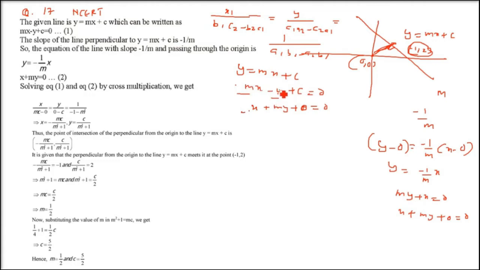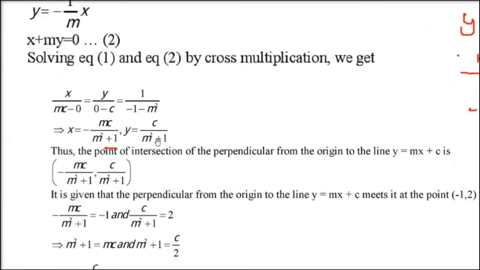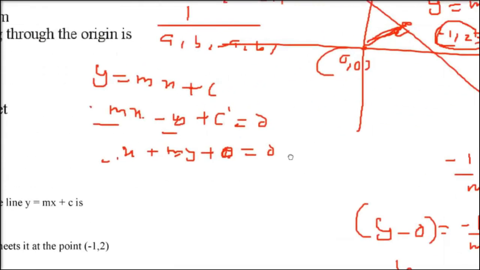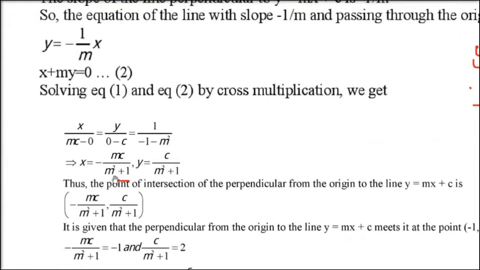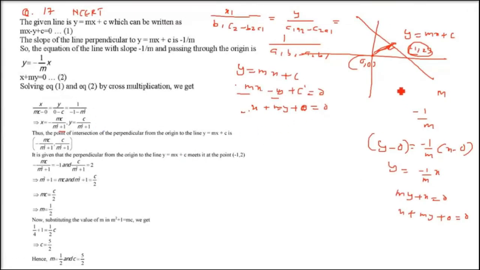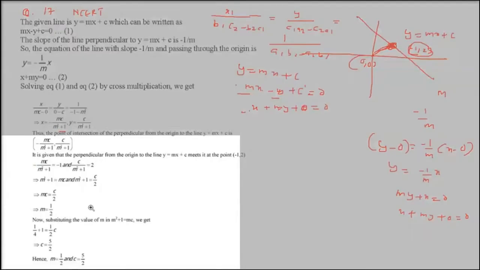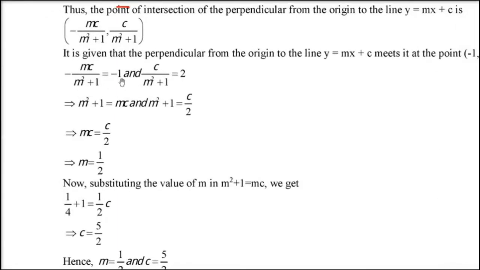If you put these in, I hope you will be able to do it, because we have done this type of question already. You just have to solve these two equations, and x will become minus mc by m square plus 1, and y is c by m square plus 1. This point is given as minus 1, 2. So we equate minus mc by m square plus 1 to minus 1, and the second, c by m square plus 1, to 2.